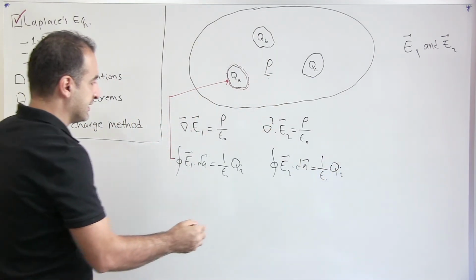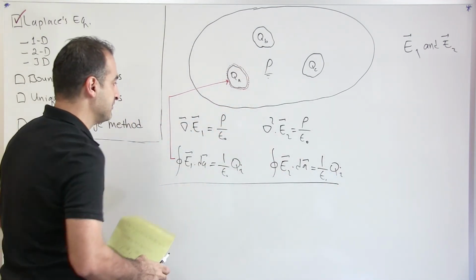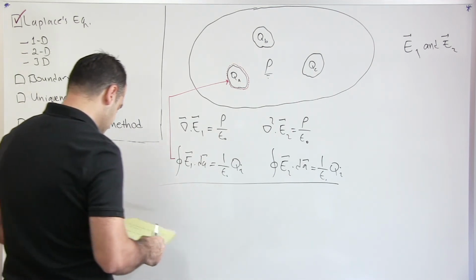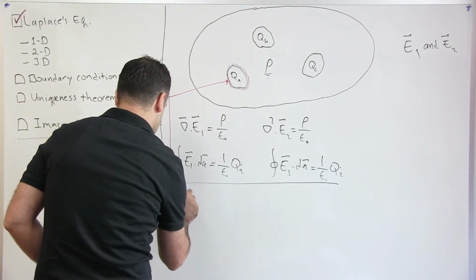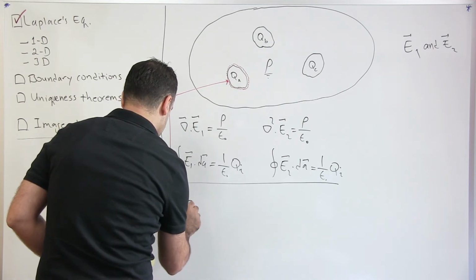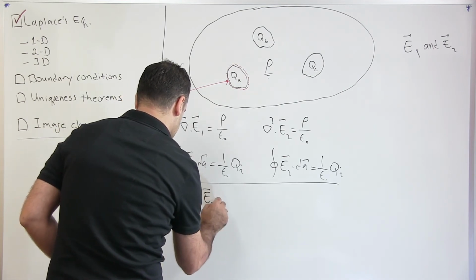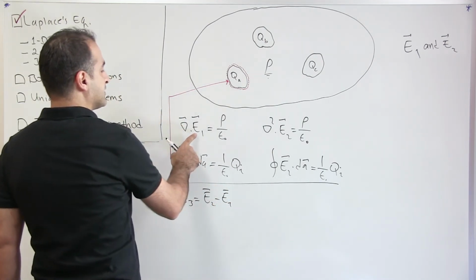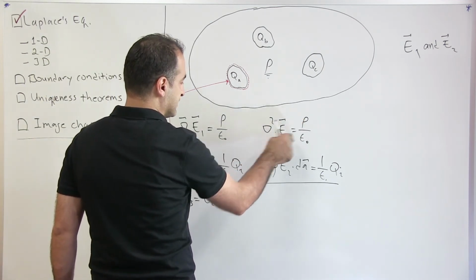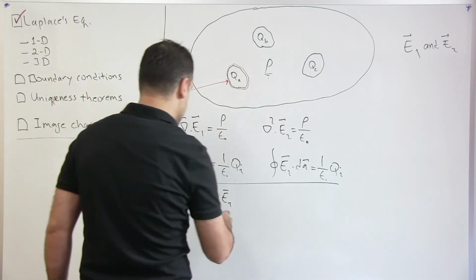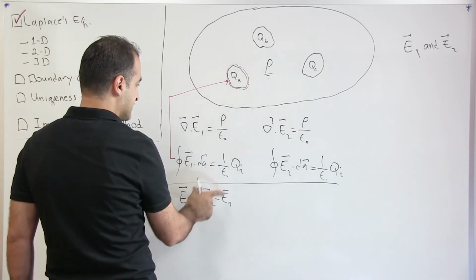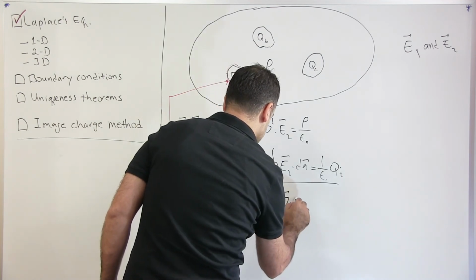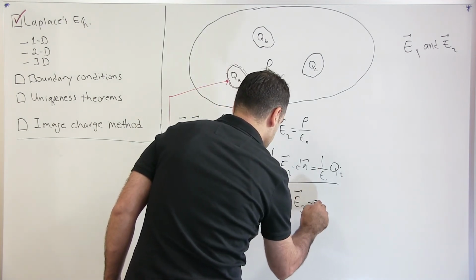Sounds good? And so if there are two solutions, both of them should satisfy both sets of equations, and now I'm going to again look at the difference between the two. I'm going to look at E3, which is E2 minus E1. Because the divergence of E1 and divergence of E2 are the same, satisfying the same charge distribution, the divergence of E3 must be 0 because this is simply the subtraction between the two. So divergence of E3 is 0.